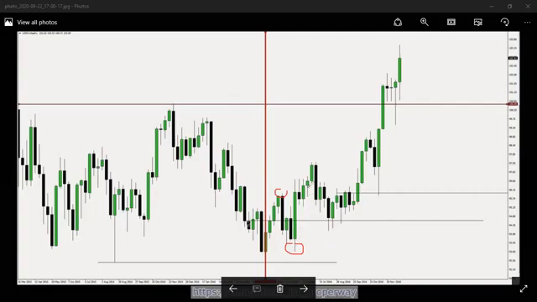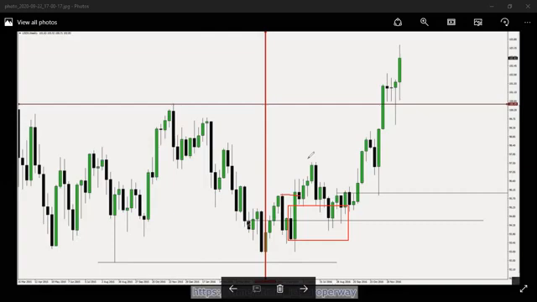Then price goes up. This is the BMS, this one. The moment you see this BMS, mark the order block. This is our bullish order block here. Okay, no, it's supposed to be with the wick. Okay, with the wick, yeah. And this is the BMS. So now you mark your order block.